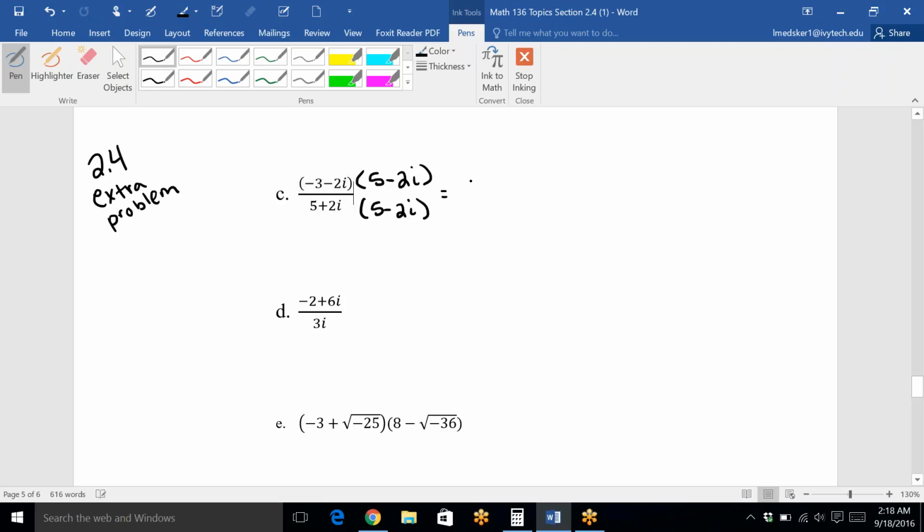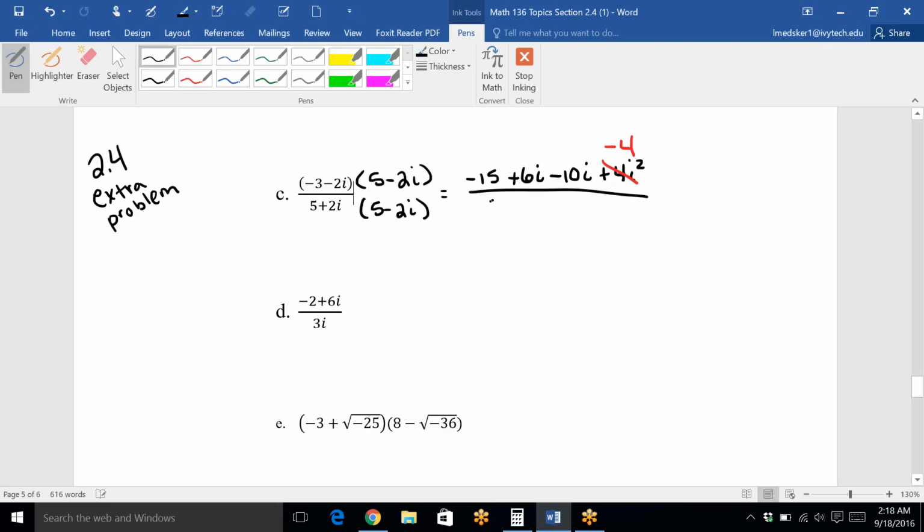When we FOIL this out, this gives me negative 15. Negative 3 times negative 2i would be positive 6i. Negative 2i times 5 would be negative 10i. And negative 2 times negative 2 would be positive 4. i times i is i squared. So remember, that means that term overall is going to be a negative 1, so this is actually a negative 4.